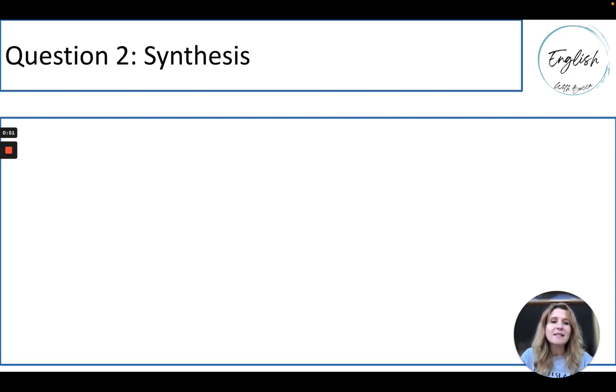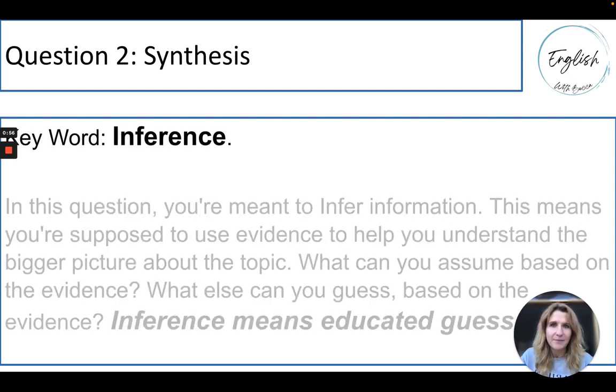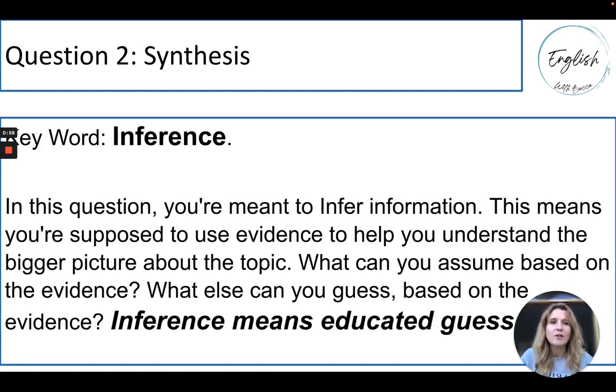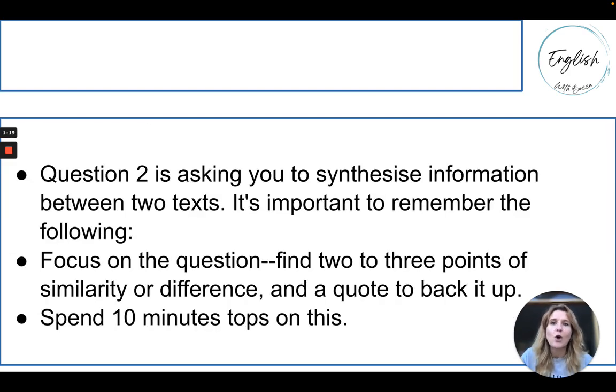So what does synthesis actually mean? The key word is inference. In this question, you're meant to infer information. This means you're supposed to use evidence to help you understand the bigger picture about a topic. What can you assume based on the evidence? What else can you assume or guess at based on the evidence? Inference means educated guess. So question 2 is asking you to synthesize information between 2 texts.